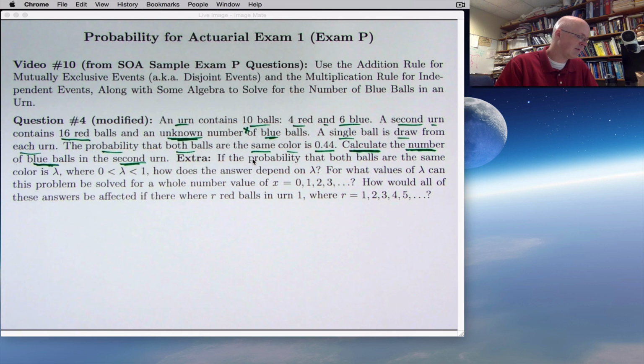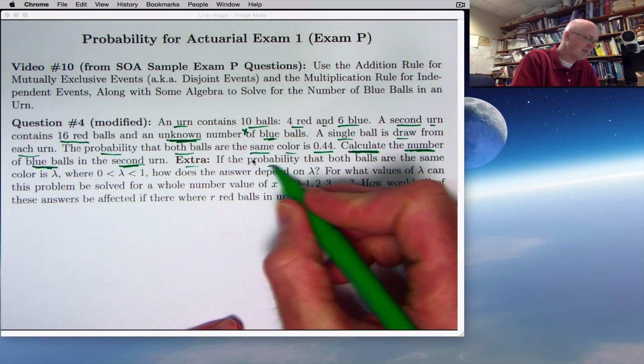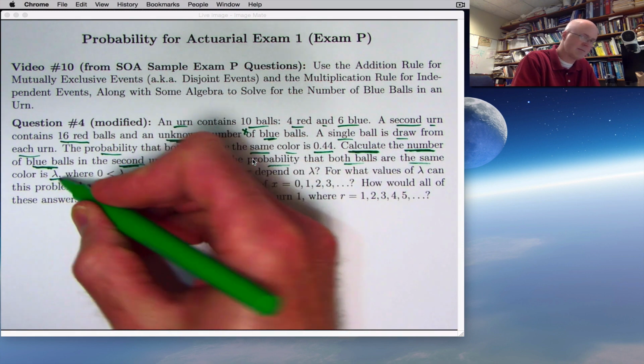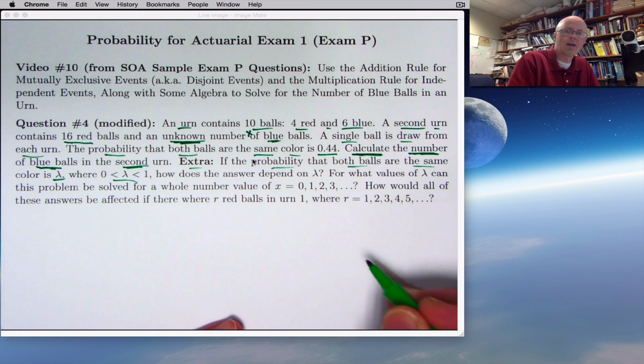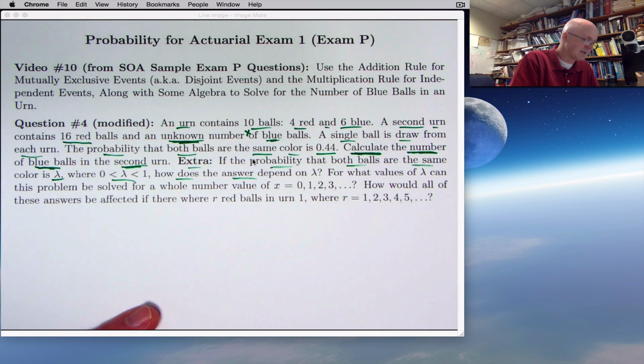But as I often do, I have an extra part here that is, I think, extra interesting this time. And something surprising happens as well. So you may want to hang on for that. The extra thing is if the probability that both balls are the same color is not 0.44, but an arbitrary number, lambda, between 0 and 1, how does the answer for x, the number of blue balls in the second urn, depend on lambda? But wait a minute, x has got to be a whole number, and lambda is arbitrary here. Will this definitely give us a whole number value for x?